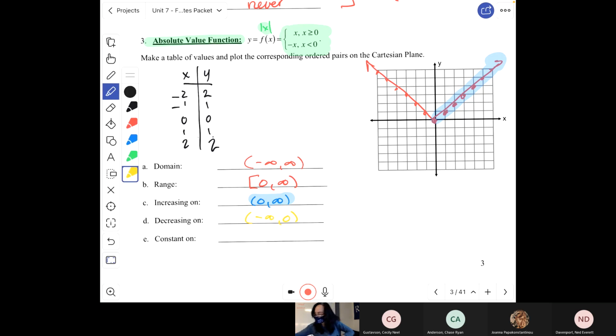Open interval, negative infinity to 0. So it's decreasing here. Where is this function constant? Never. Ooh, never.